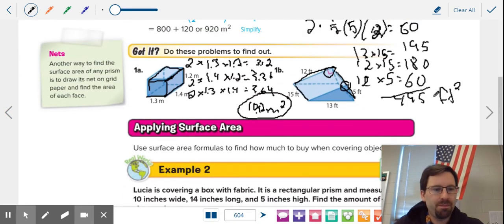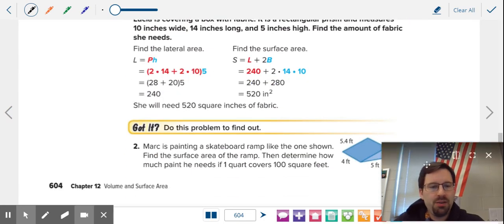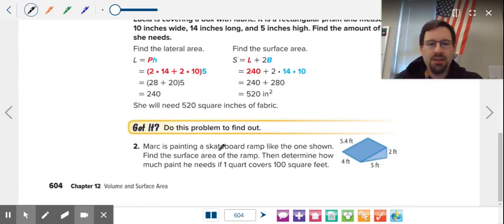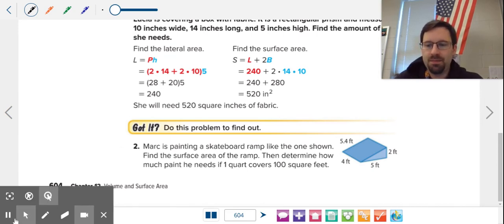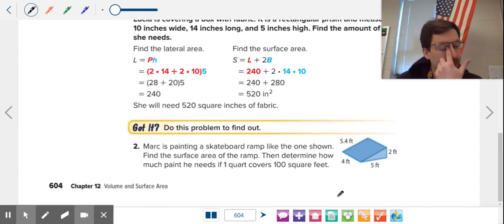Okay, so make sure I didn't miss anything. All right, down we go to this problem. We need to actually find how much paint can cover this triangular prism. So first we need to find the surface area. I'm going to go a little quicker here. I'm going to find the 2 triangles. Half times 2 is 1. 1 times 2 and 5 are the base, so that's 10.